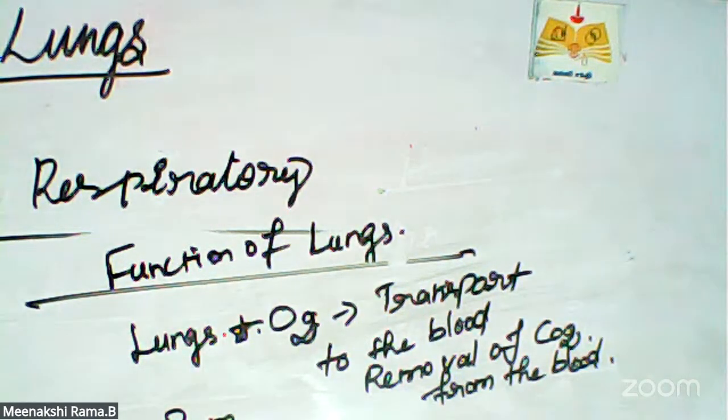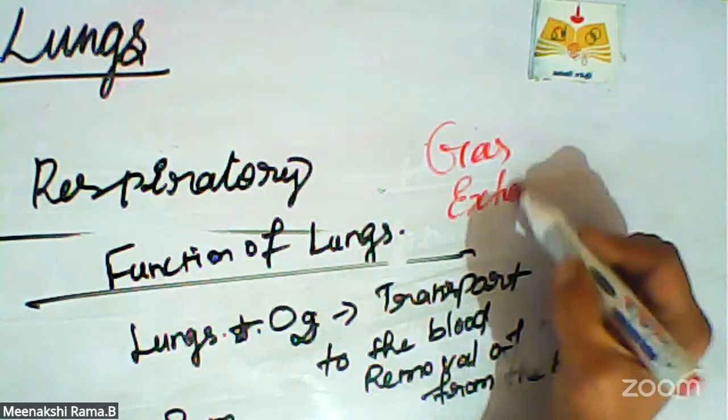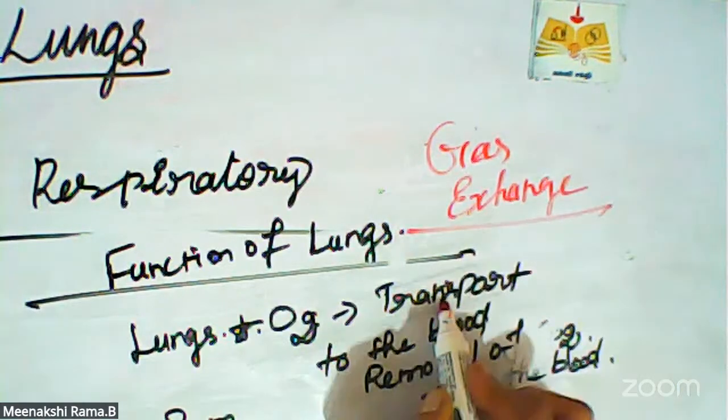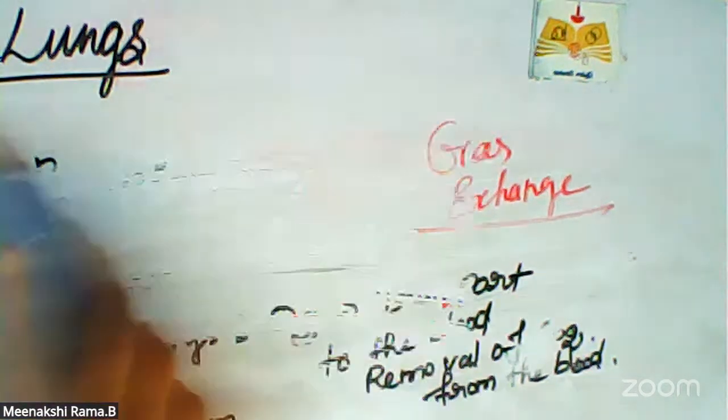Gas exchange means we take oxygen and we remove carbon dioxide. So this kind of process is known as gas exchange. Lungs also supply the air to the whole human body. The diaphragm is responsible for the exchange of gas in the lungs. So the diaphragm is an important part.